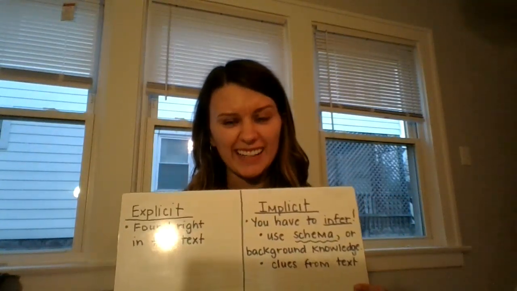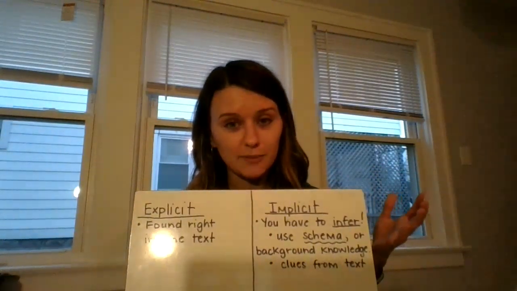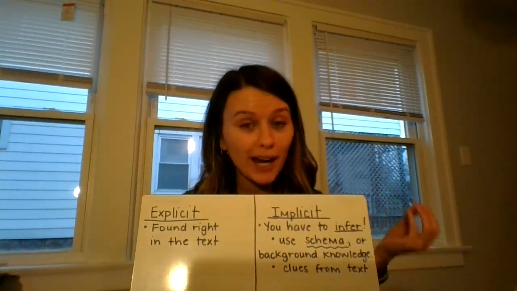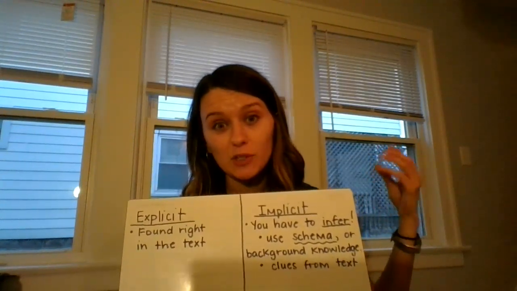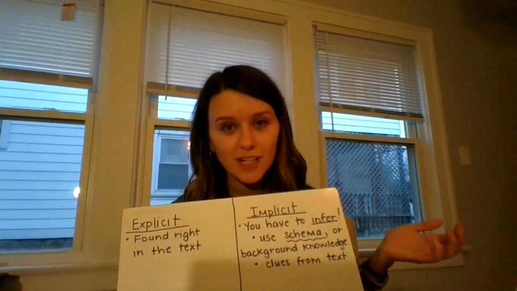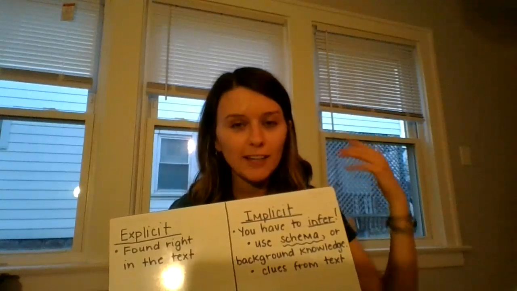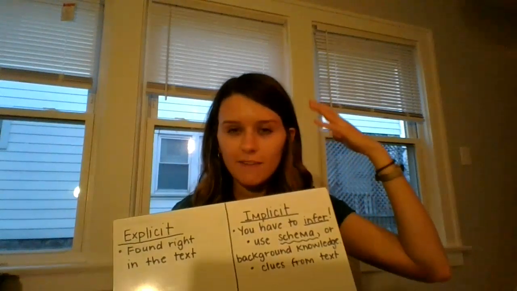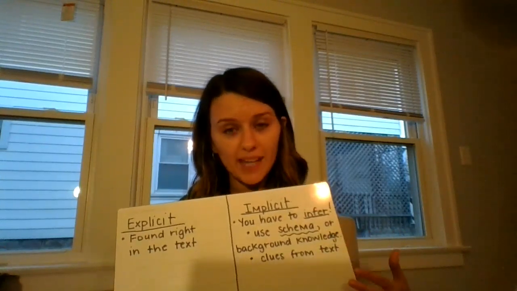Implicit questions, on the other hand, are questions that you have to use your inferring skills to help you answer. So if you think back to a couple weeks ago in my class, we practiced using our inferring skills. And there's two things that you have to use to be able to infer. First, you have to use your schema, and that is just a fancy way of saying your background knowledge. So thinking of your life experiences, things that you have seen, heard, experienced, all of that provides your background knowledge. And then you're also going to use clues from the text.